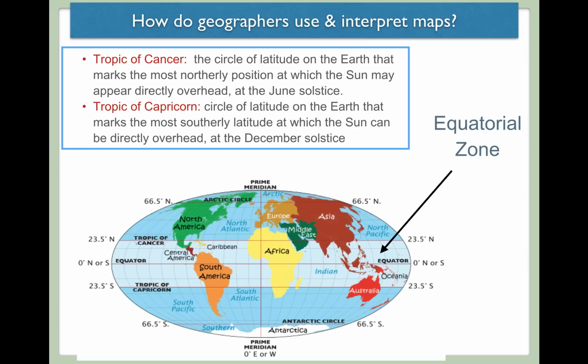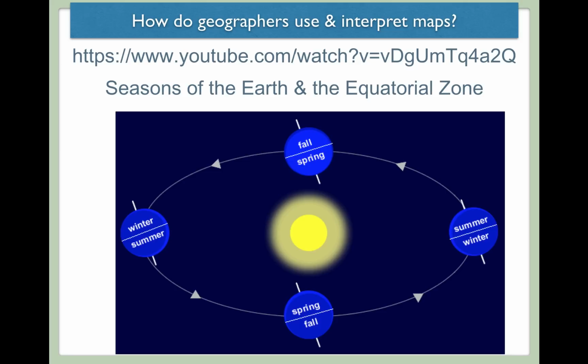Now let's take these definitions about the most northerly point at which the sun may appear and the southerly point. To better explain that, I'm going to show you two things. I'm going to show you this graphic here.